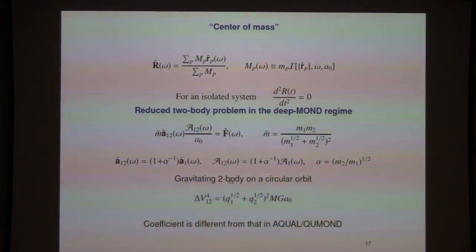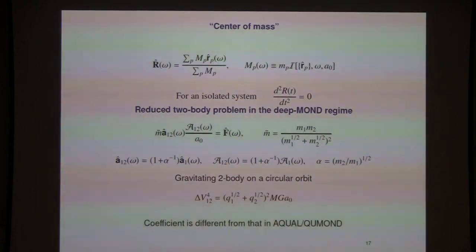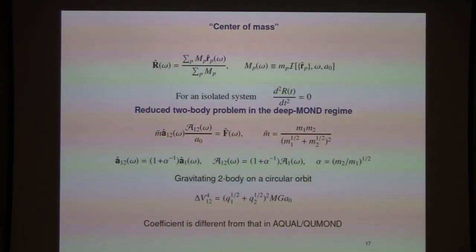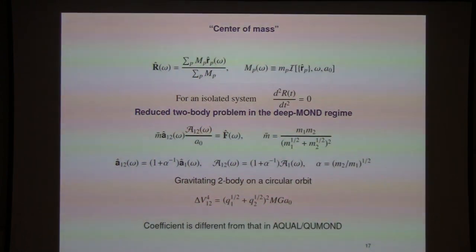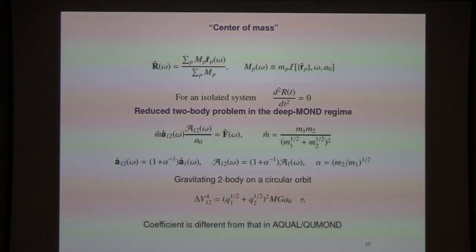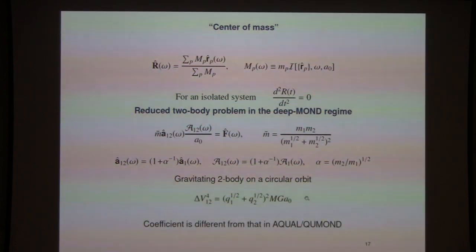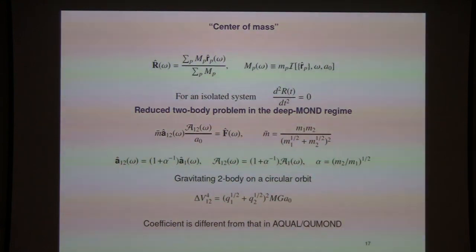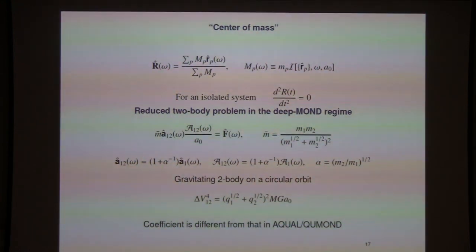Okay, two-body problem. Here's the first result that already differs from QUMOND and AQUAL, and that is the difference between the velocities of two bodies in a bound system. So Riccardo Scarpa showed you the results for QUMOND and AQUAL, which incidentally is also shared by this tripotential theory.